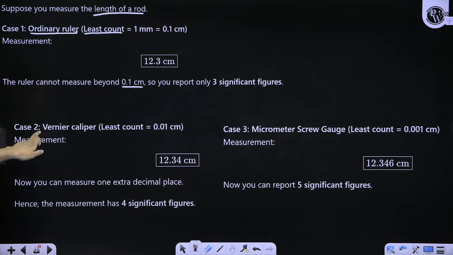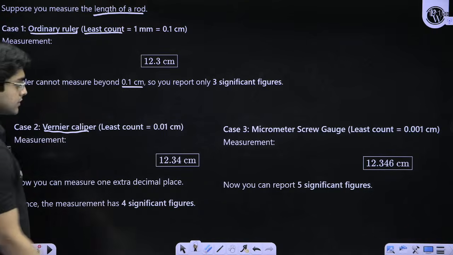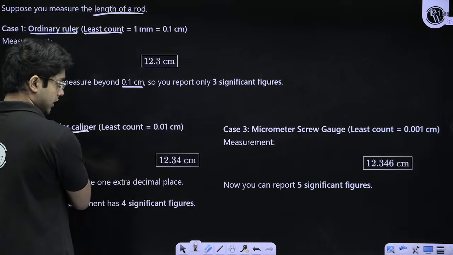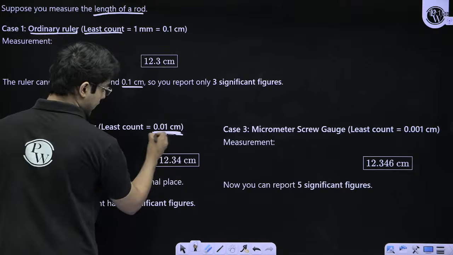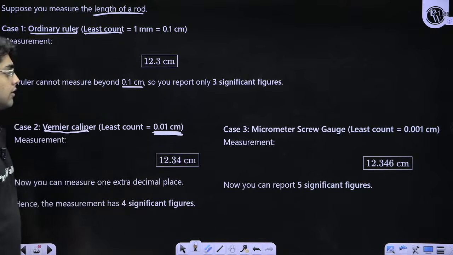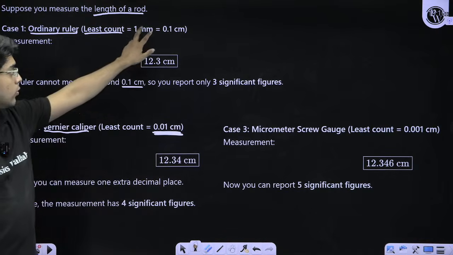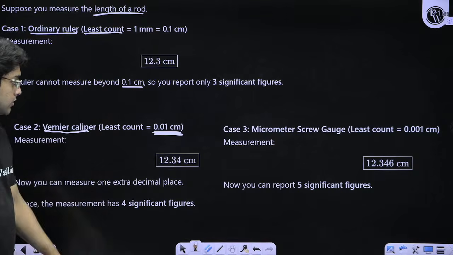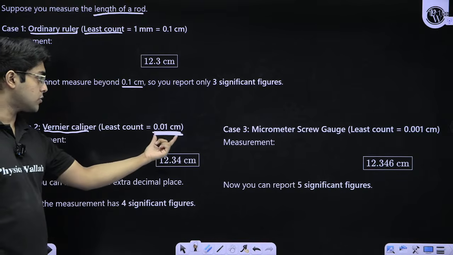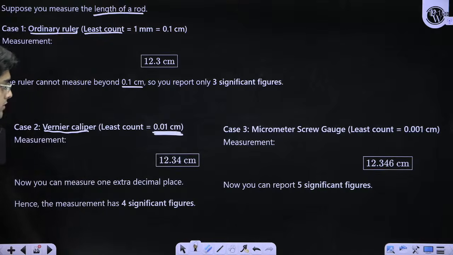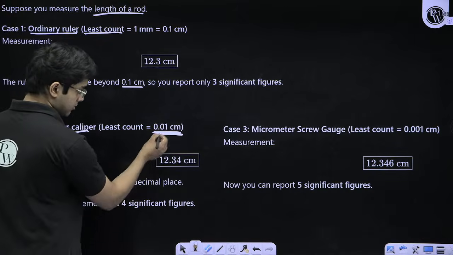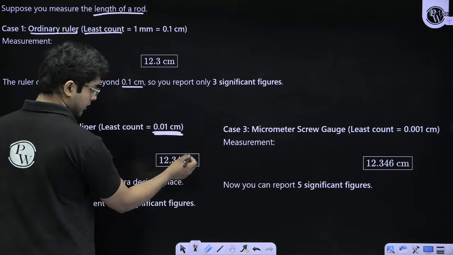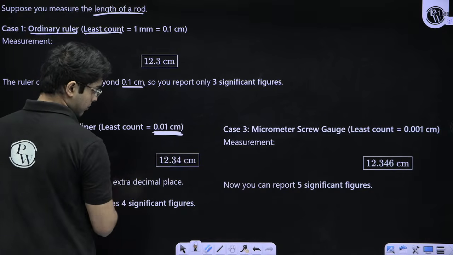So therefore we use vernier calipers. Vernier calipers is basically also another length measuring device, but its least count is 0.01. So it can measure smaller lengths, right? The ruler can only measure up to 0.1 centimeters, but this can measure even smaller lengths, up to 0.01 centimeter. So here we will have two decimal places basically. If you are writing it in centimeters, you will get two decimal places.